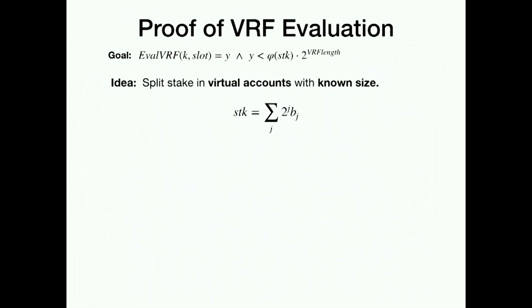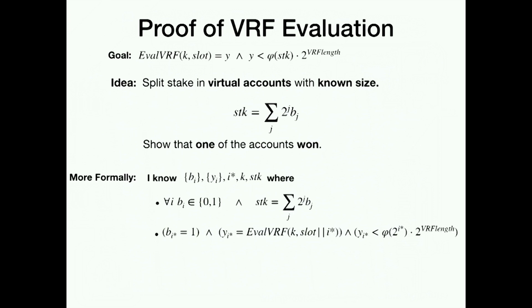It's just this binary decomposition of my stake. So each of these accounts now either has a power of 2 stake or 0. And then, of course, we need to show that just one of my virtual accounts has 1. A bit more formally, the statement we want to prove in zero knowledge is the following.